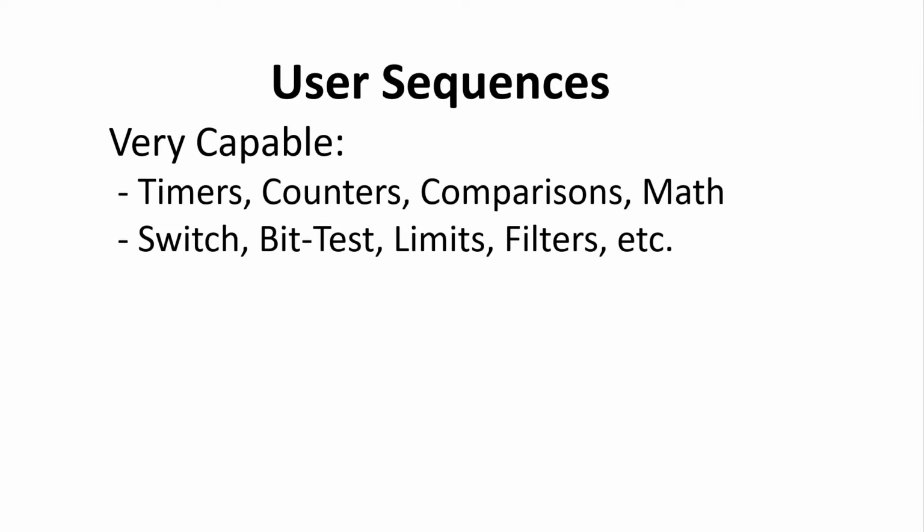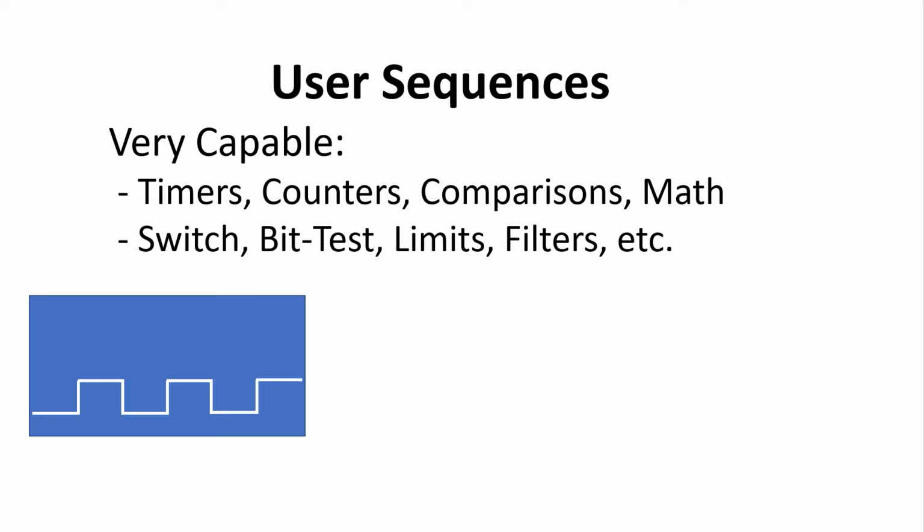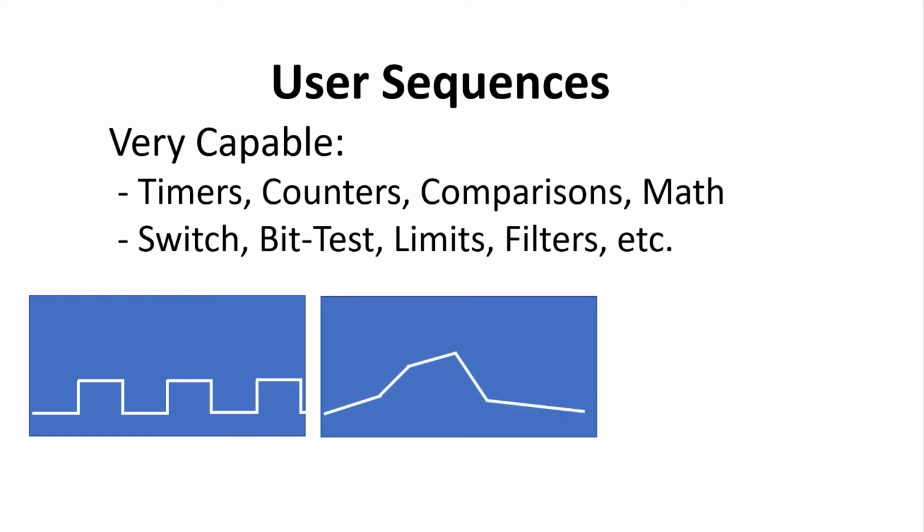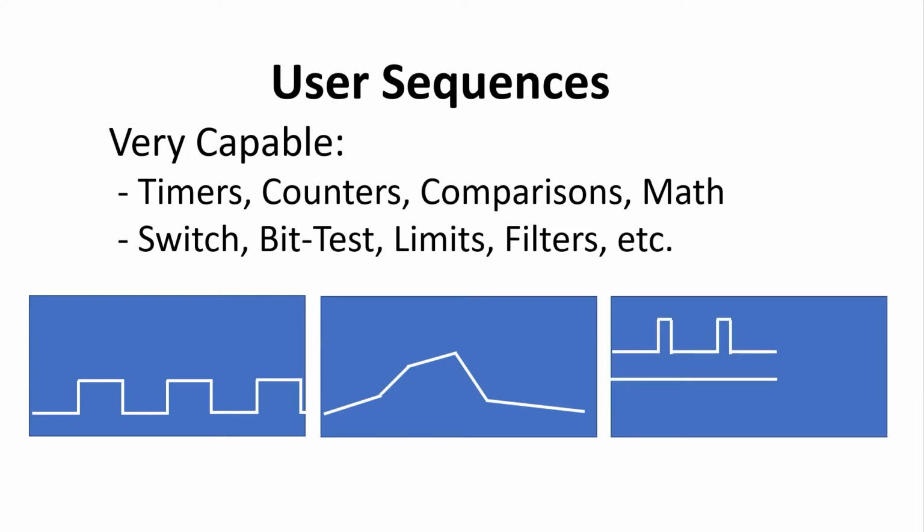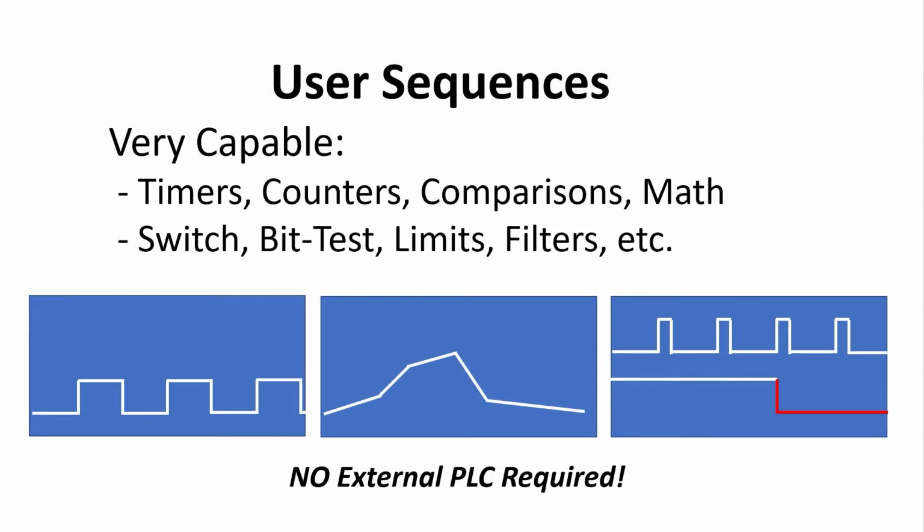Suppose you need the drive to run a motor periodically, but you don't really want the hassle or expense of adding a PLC or another controller. Or suppose you need custom acceleration and deceleration ramps that are a function of motor speed. Or suppose you need to count events and shut the motor down when you get too many. User sequences are ideal for small applications like this, and the best way to learn is to jump right in and do some examples. Here we go.